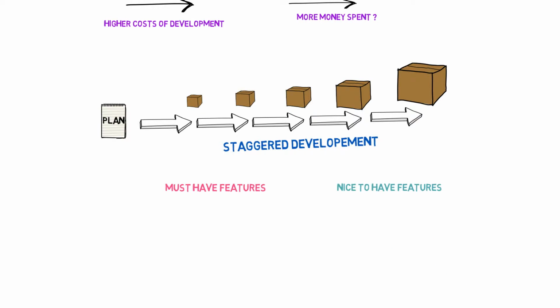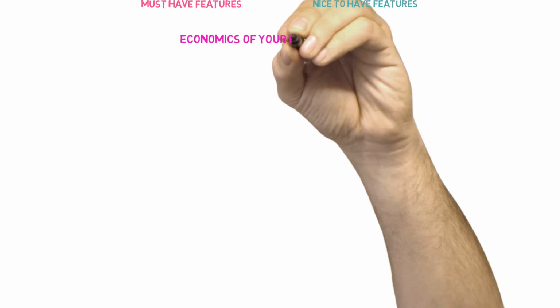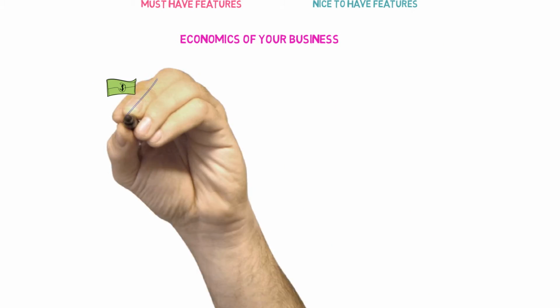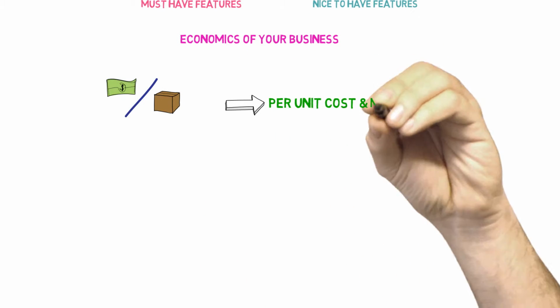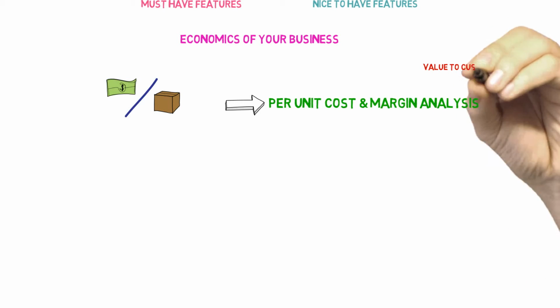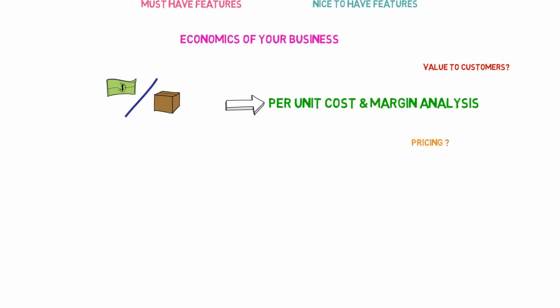Further down, they got into the details of the economics of doing business. Analyzing the per-unit costs and margins simplified their understanding about the value of the product to the customers, pricing, and the whole economics of doing business.